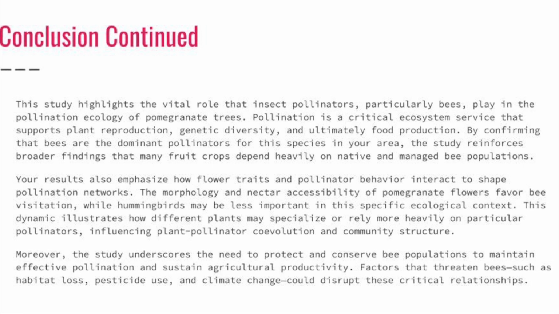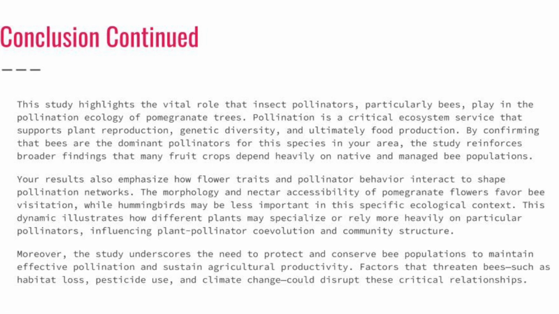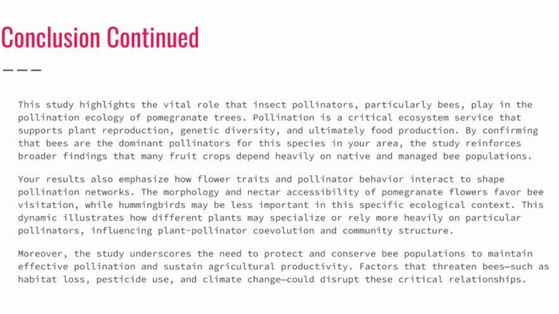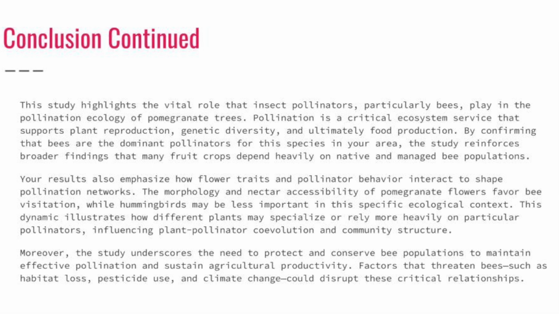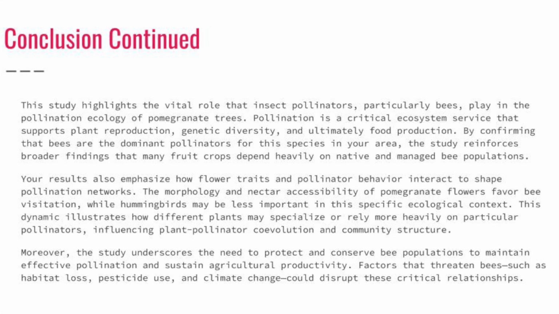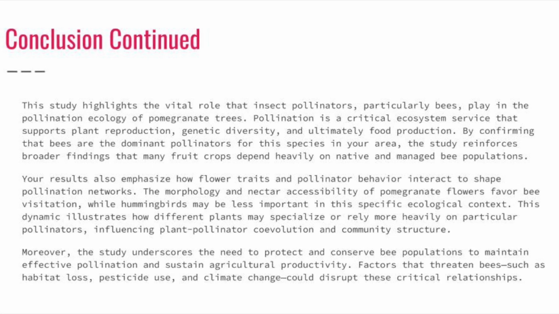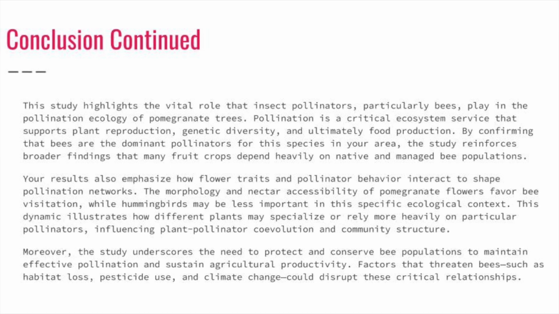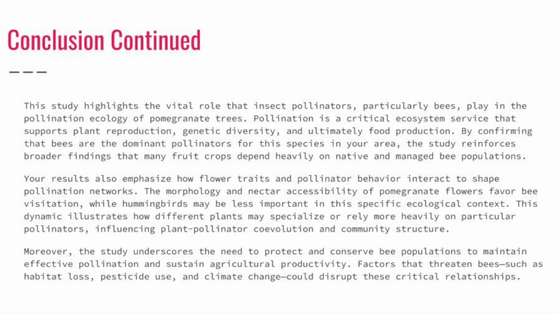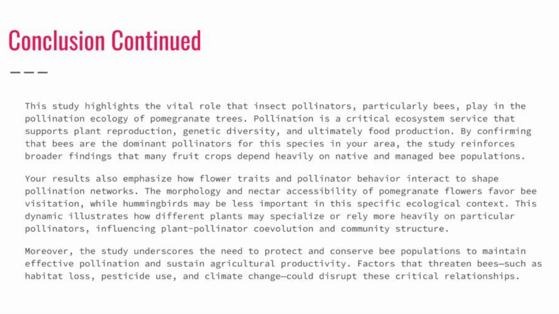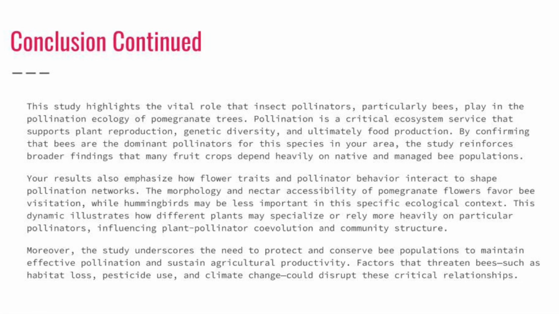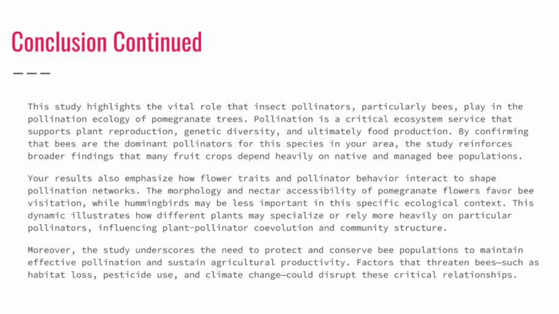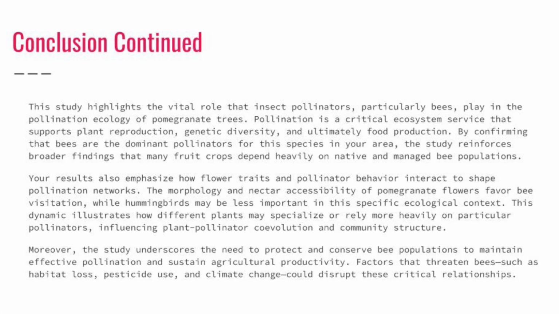Hummingbirds may be less important in this specific environment. This dynamic illustrates how different plants may specialize or rely more heavily on specific pollinators. And overall, the study underscores the need to protect and conserve bee populations to maintain effective pollination and sustain agricultural productivity. Factors that threaten bees, such as habitat loss, pesticide use, and climate change, could disrupt these critical relationships.